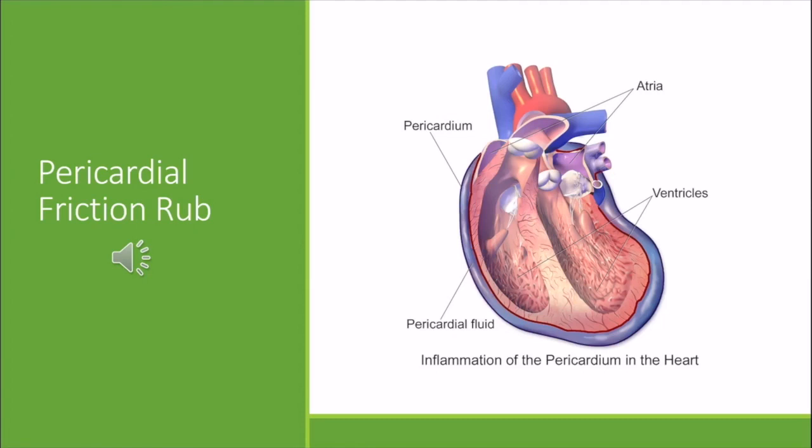The last one for our abnormal heart sounds is pericardial friction rub. Pericardial friction rub is a sign of pericardial inflammation or pericarditis. It sounds like you have a creak with each beat of the heart. It's sometimes referred to as the sound of two pieces of leather being rubbed together. But an extra creak is representative of inflammation around the heart.